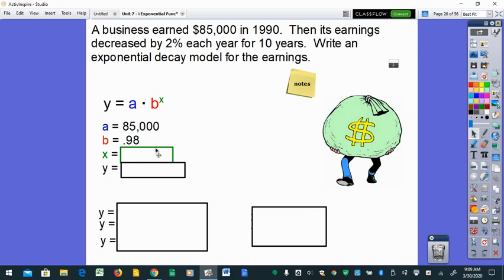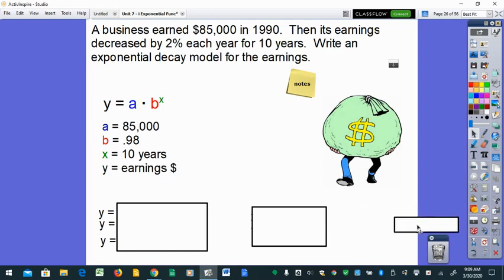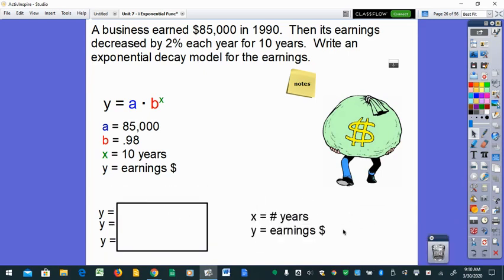X is going to be the number of years, in this case, 10. And y is going to be the value, or rather the earnings in dollars after that set number of years. So I'm going to write my general equation, but when I do it, I'm going to define my variables. X is going to represent the number of years.